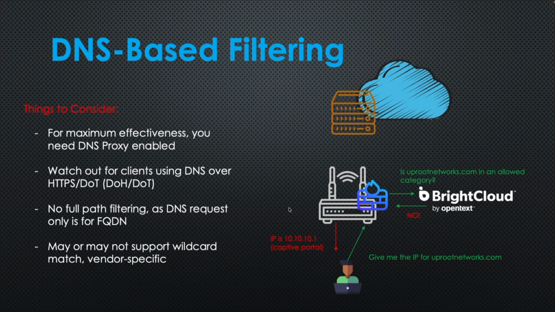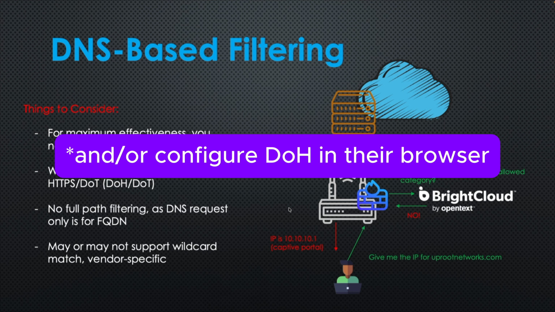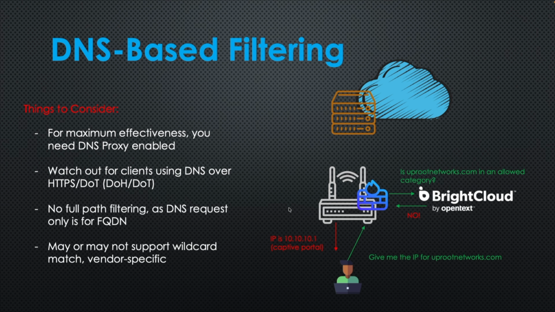Other things to consider though with DNS-based filtering, for maximum effectiveness, you need to have DNS proxy enabled. If you have a user setting a static DNS server within their network settings, they may be able to bypass the firewall, which we'll show you later in our lab exercise. You also need to look out for clients who are using DNS over HTTPS or DNS over TLS. Clients may be able to download an agent which encrypts this DNS communication, and we would not be able to inspect it with our firewall.